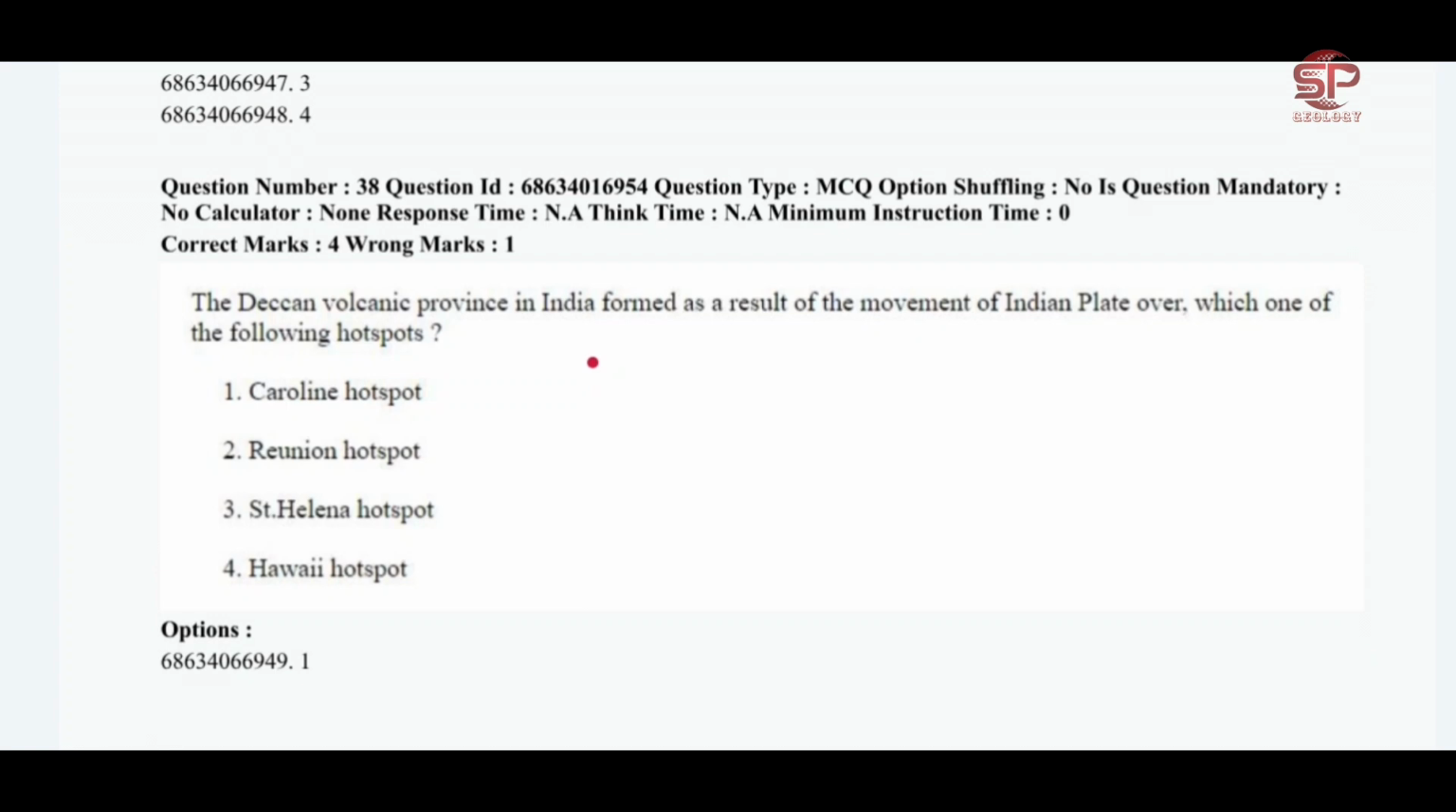The Deccan volcanic province in India formed as a result of movement of dash. Mostly the Deccan Trap is produced when the Indian plate passes over a hotspot. The Caroline hotspot is in the West Pacific Ocean. Reunion is in the Indian Ocean, there is a Reunion Island also. The St. Helena hotspot is in the Atlantic Ocean over the African plate. The Hawaiian hotspot, obviously, is in the Pacific Ocean.